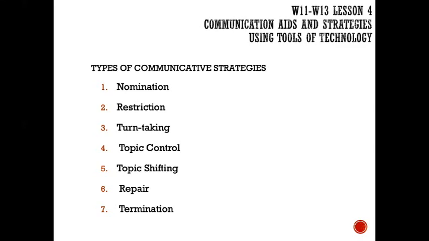So once again, we have 7 types of communicative strategies, which are nomination, restriction, turn taking, topic control, topic shifting, repair, and termination.